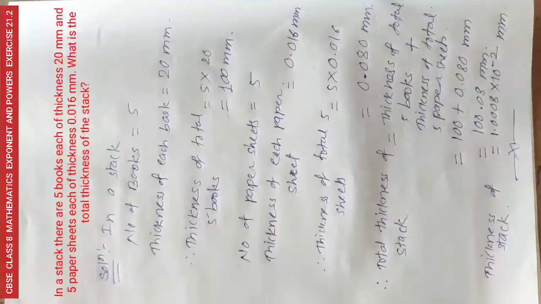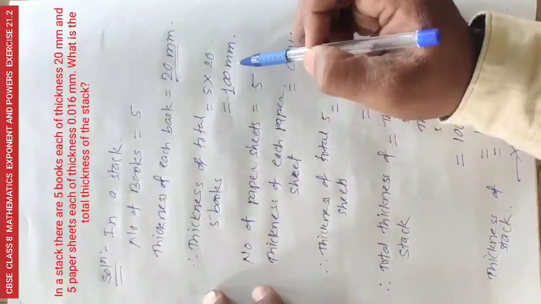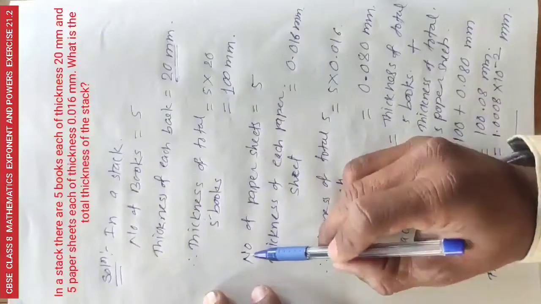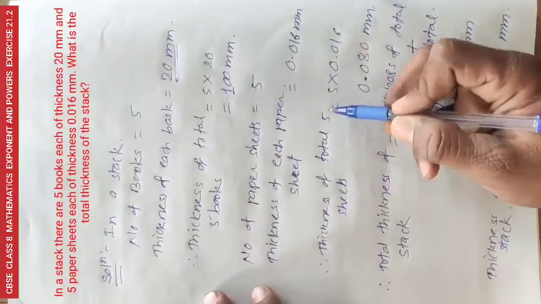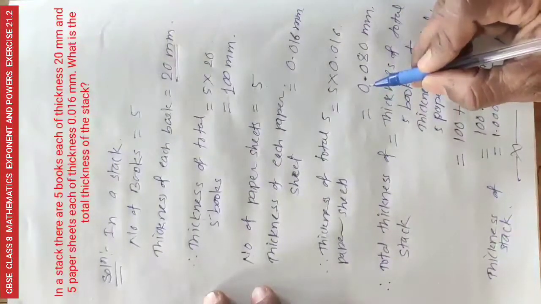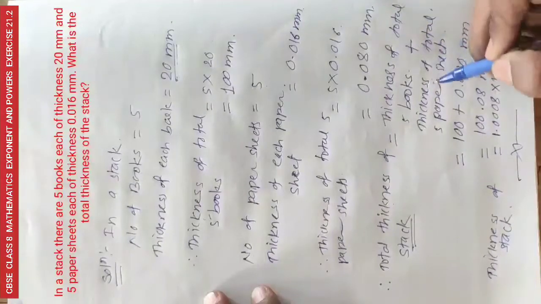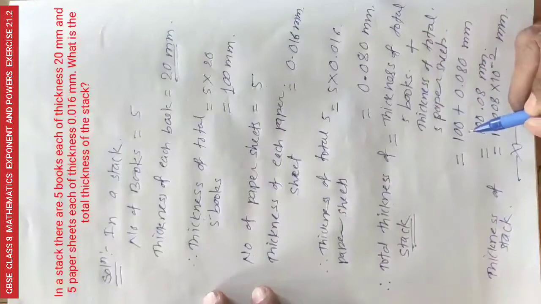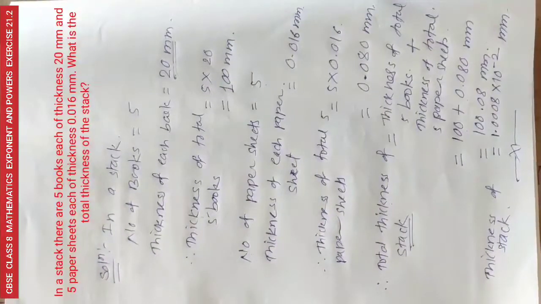So this is example number 5. In this example, we are given a stack. There are 5 books and thickness of each book is 20 mm, so thickness of the total 5 books is 5 into 20, that is 100 mm. And there are also 5 paper sheets, each of thickness 0.016 mm, so the total thickness of the 5 paper sheets is 5 into 0.016, that is 0.080 mm. Now we have to find the total thickness of the stack. Adding their thicknesses, 100 plus 0.080, that means 100.08 mm. It can also be written as 1.0008 into 10 raised to the power 2 mm. And this is the final answer.